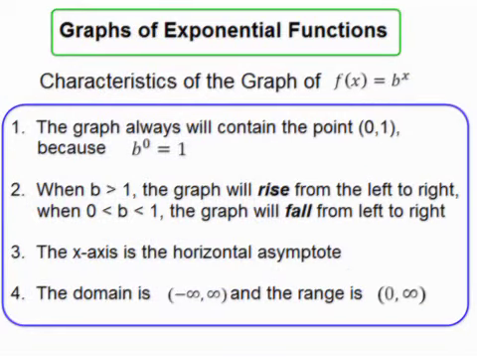Looking at both graphs, we see some of the main characteristics of the graphs of exponential functions. Characteristics of the graph of f of x equals b to the x: The graph will always contain the point (0, 1), because b to the 0 equals 1. When b, our base, is greater than 1, the graph will rise from left to right, as we saw in our first example. When b is between 0 and 1, the graph will fall from left to right. The x-axis will be the horizontal asymptote. The domain is all real numbers, or negative infinity to positive infinity, while the range is 0 to infinity.